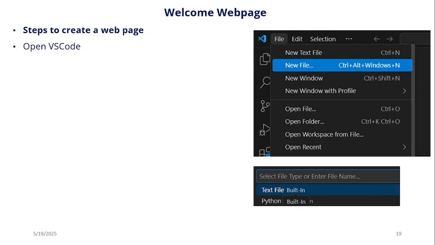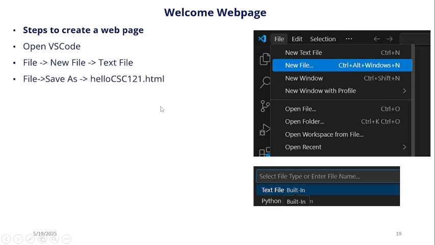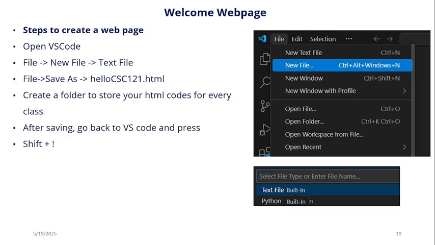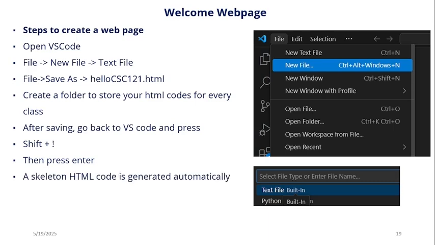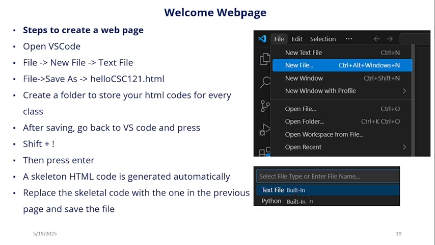The steps to create a web page: open Visual Studio Code. From Visual Studio Code, you now say File, New. Save the file as hello csc121 or whichever name you want to save it. Create a folder to store your HTML codes for every class. After saving, go back to Visual Studio Code and just press Shift plus asterisk, and you will see Visual Studio Code will automatically generate a skeleton code, boilerplate code for you, which you can edit. So we can go back and replace it with the code from the other side.